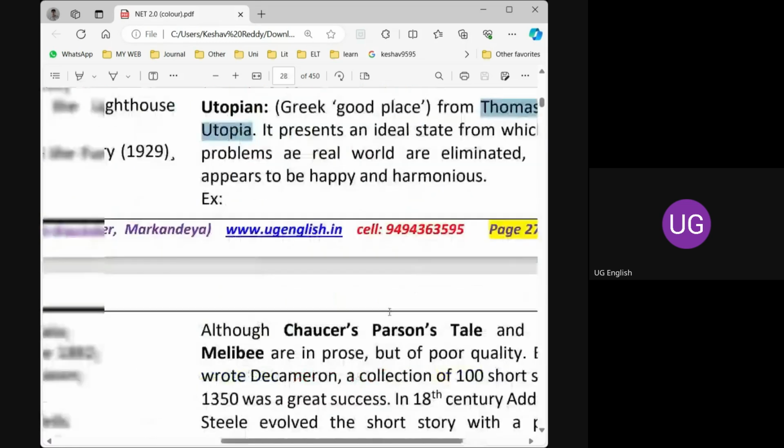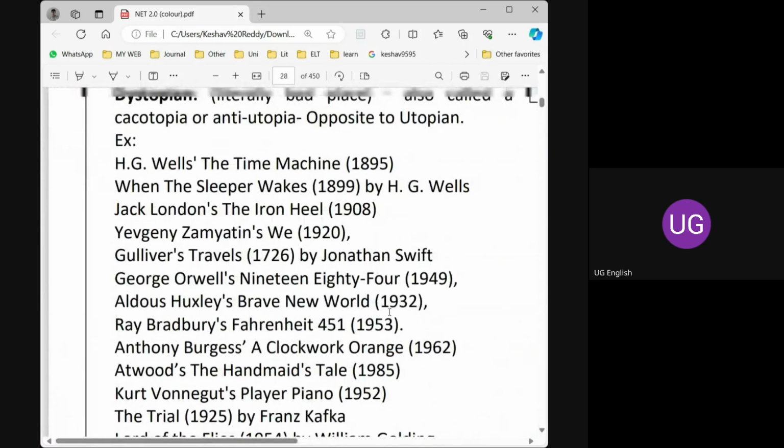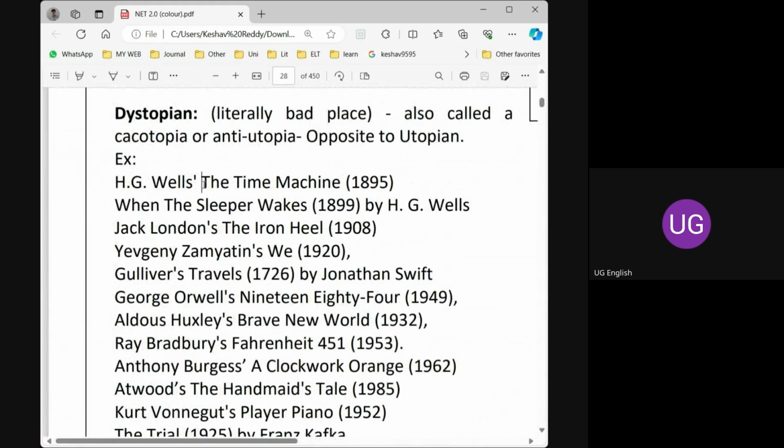But in dystopia it is the reverse. In The Time Machine we have the wars. When the Sleeper Wakes, a very, very important work this is. When the Sleeper Wakes is a dystopian novel.